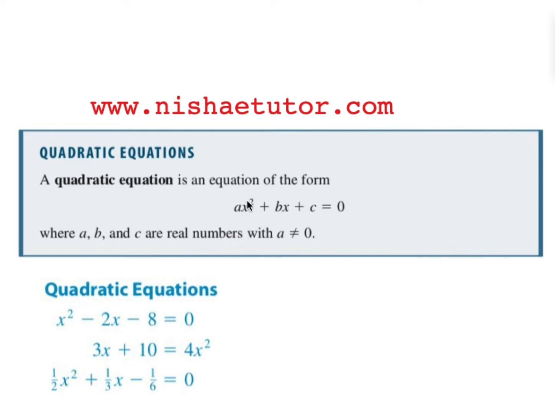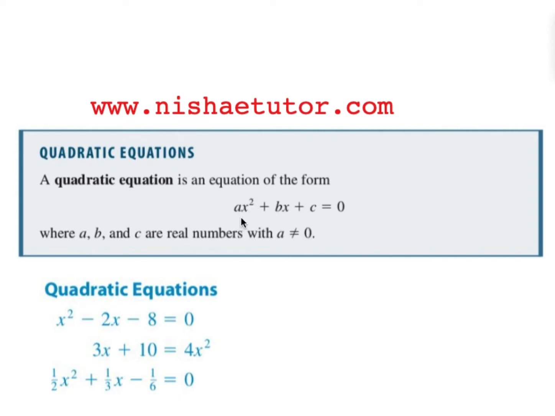The variable's highest power is 2. Here the highest exponent is 2. So the general form of a quadratic equation is ax square plus bx plus c equal to 0, and a, b, c are real numbers with a not equal to 0. Why a not equal to 0?